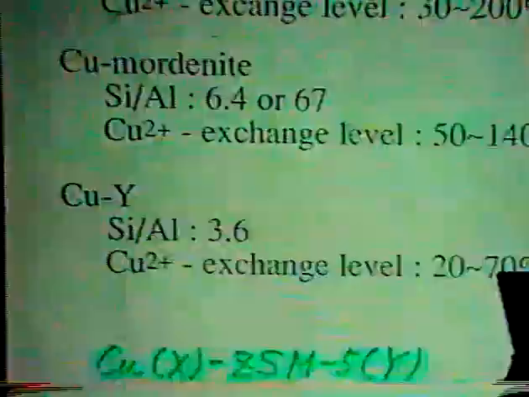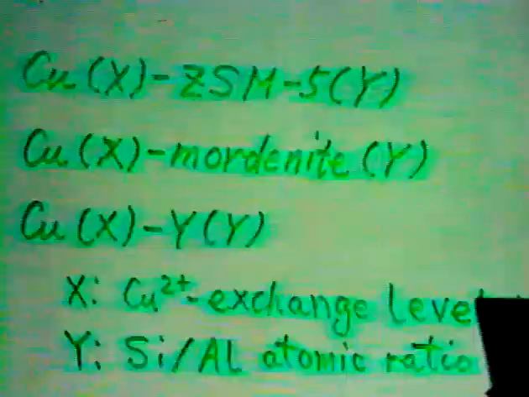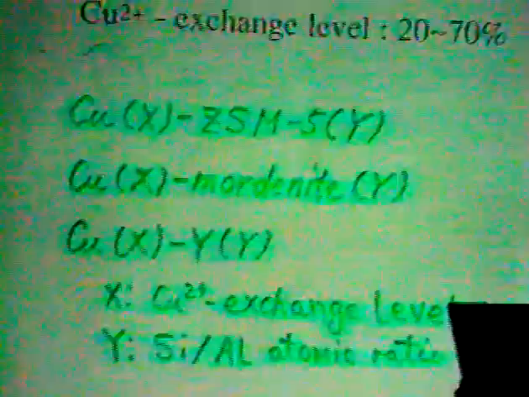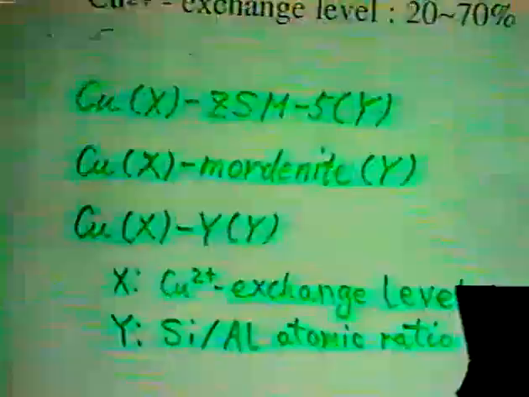In the case of copper mordenite, the silicon to aluminum ratio was 6.4 or 67, and copper 2+ exchange level was varied from 50 to 140%. The silicon to aluminum ratio of copper Y zeolite was 3.6. Copper 2+ exchange level was varied from 20 to 70%. We express the catalyst like this, where X represents the percentage degree of Cu2+ ion exchange, and Y represents the silicon to aluminum atomic ratio of zeolite.